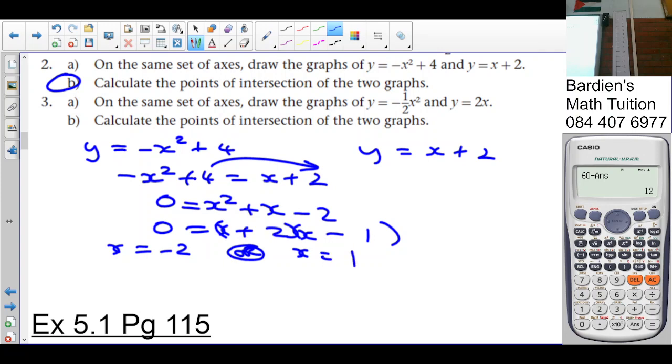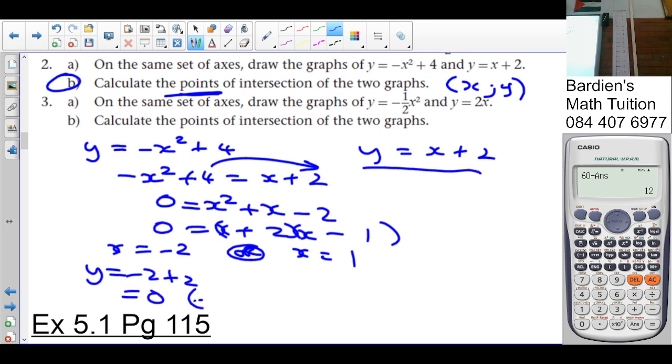Okay. Now to calculate the corresponding y value, because the question was for the points. So the point is going to be an x and a y, or coordinates. So you can either substitute into the straight line or into the parabola, it doesn't matter. I'm going with the straight line, so y is equal to negative 2 plus 2, which is 0. So this coordinate is negative 2 and 0, whilst on the other hand, we have y is equal to 1 plus 2, which is 3. So that's going to be 1 and 3.